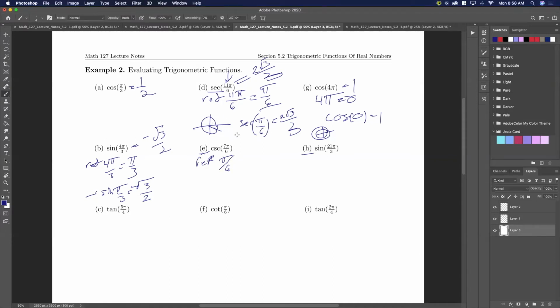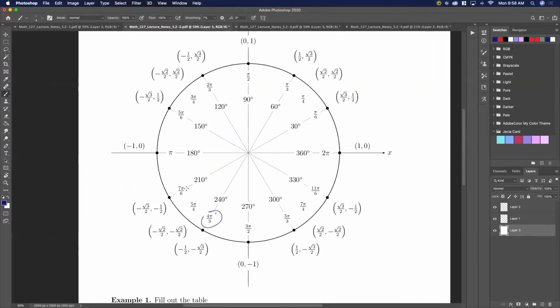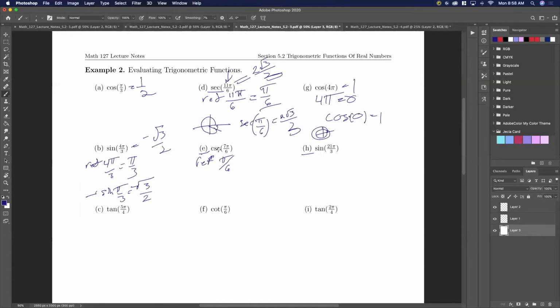Notice here that 7 pi over 6, for those keeping track, is in quadrant 3, so cosecant will be negative, so it should be the negative cosecant of pi over 6, which is equal to the negative value of 2, so minus 2. So this answer here is minus 2. Okay, so what did you guys get for H?